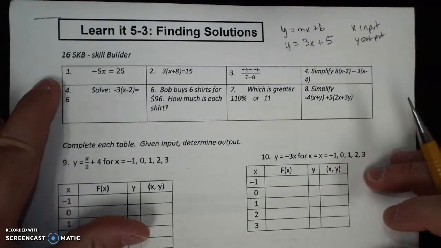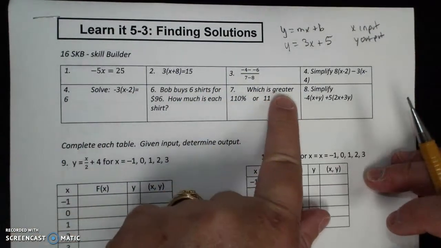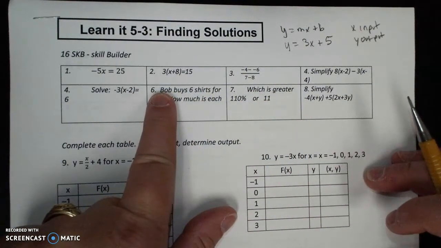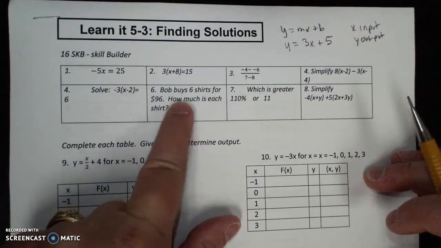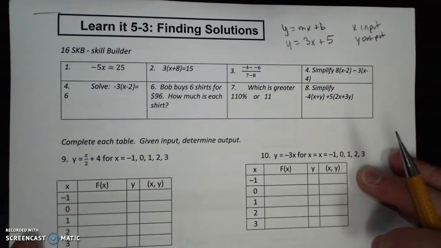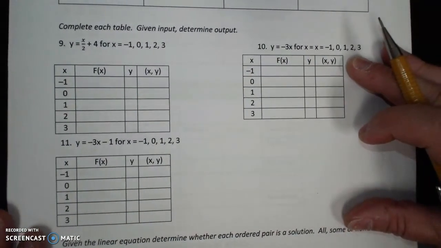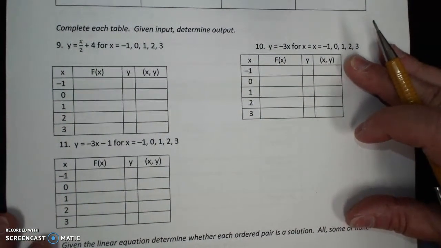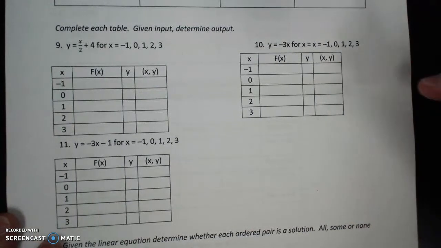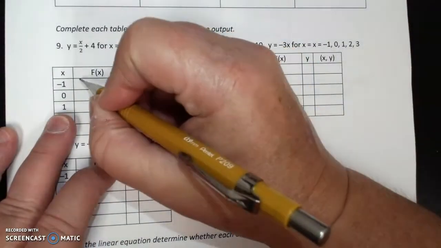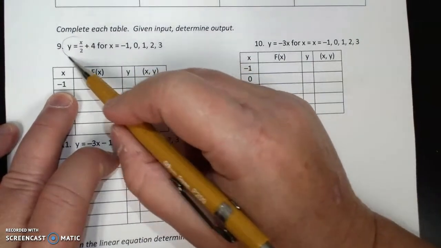I hope you did your skill builders. Your skill builders are helping you with your brain, and I hope to get a video of how I did the correct solutions and some hints. Okay, complete each table, give an input, determine output, and I'm going to show you the format that I'm looking for.